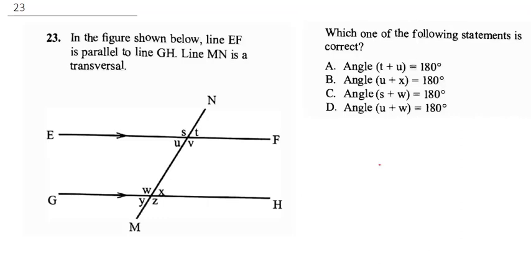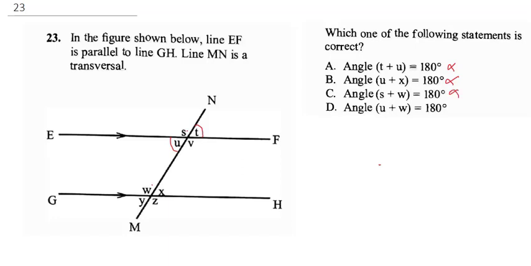Now, the first one says angle T plus U is equal to 180. Now, notice these are opposite angles. Opposite angles are equal, but they are not equivalent to 180. So this is wrong. Now, it says angle U plus X is equal to 180. So this is U and this is X. U and X are alternate angles and they are not equal. So this is wrong. It says angle S plus W is equal to 180. Now angle S is corresponding to angle W, so they are not equal to 180.